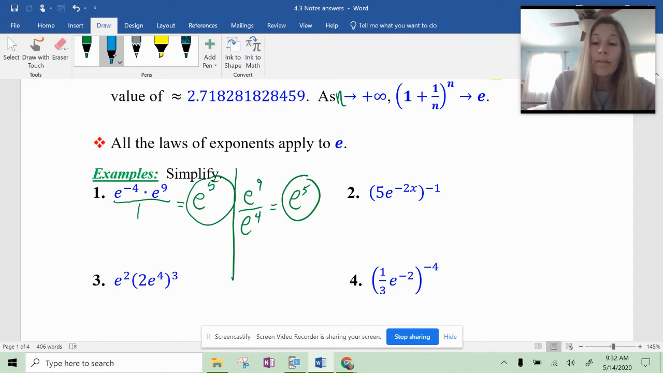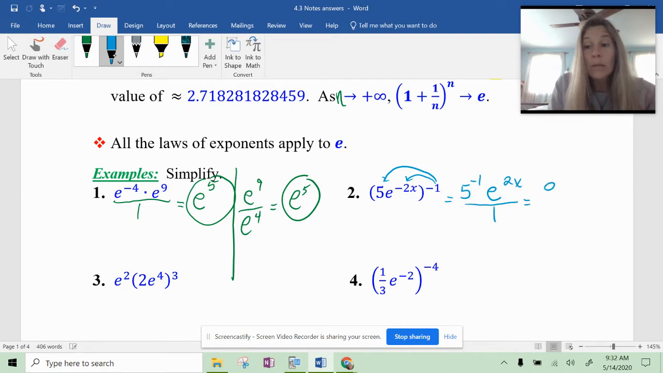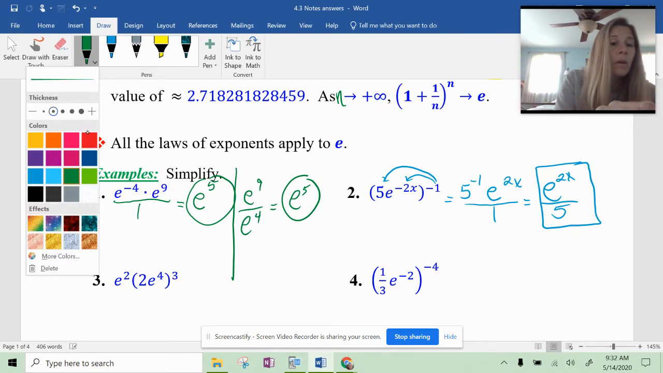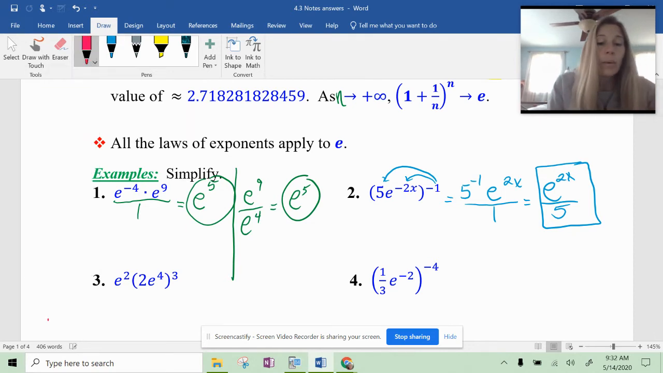Okay, number 2, we have a negative exponent, but it's outside the parentheses. So anything outside parentheses is going to get applied to everything inside. So this will be 5 to the negative 1, and then we will have e to the, and when we multiply those two exponents, we get positive 2x. Now, of course, we don't like negative exponents, so we would have to move that 5 to the bottom, and then 5 to the first is just 5. So that's what we would get for that one. Okay, moving on to number 3.